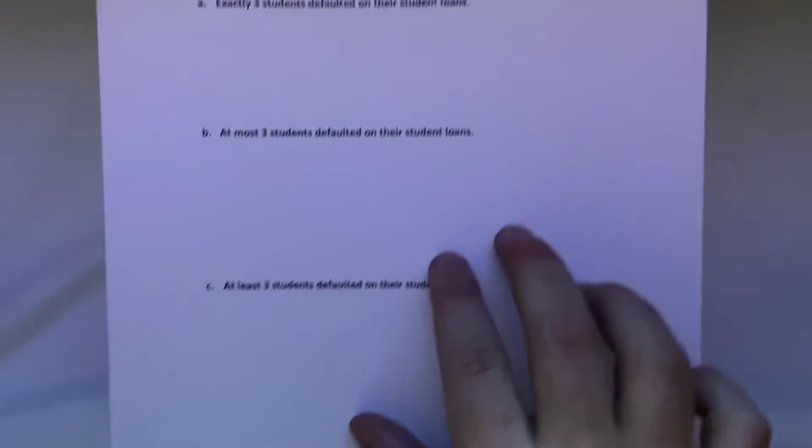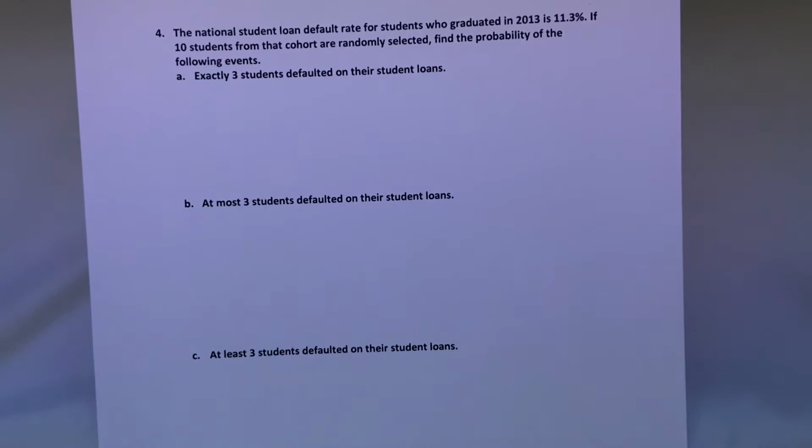So let's do one more problem with all the parts. The national student loan default rate for students who graduated in 2013 is 11.3%. If 10 students from that cohort are randomly selected, find the probability of the following events. Exactly 3 students defaulted on their student loans.